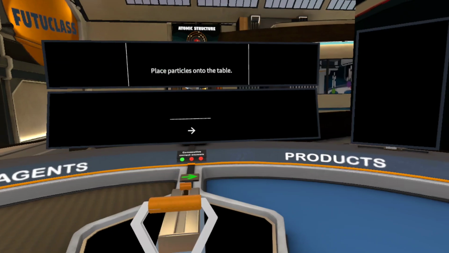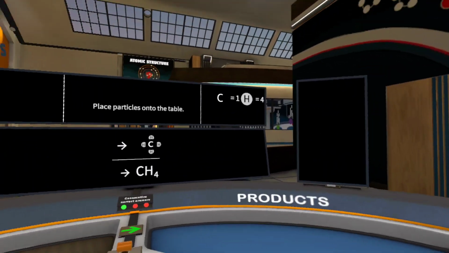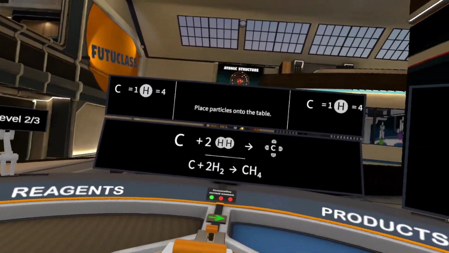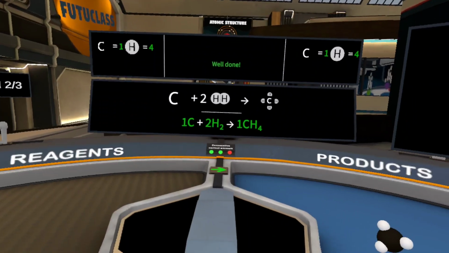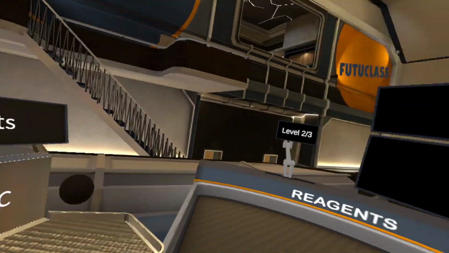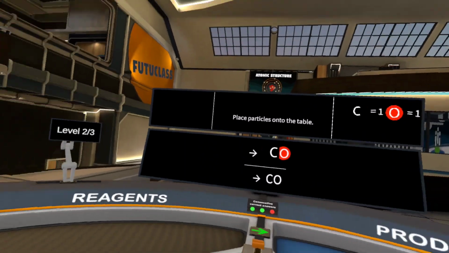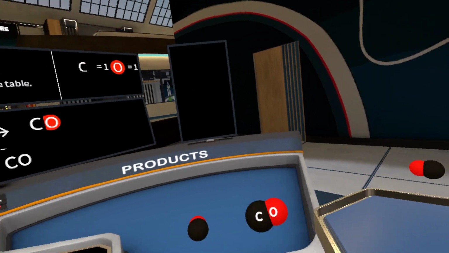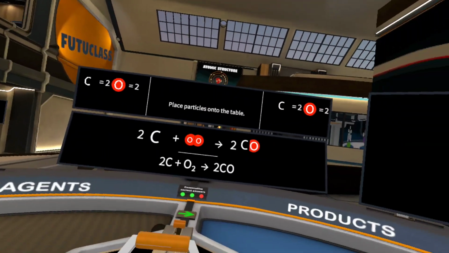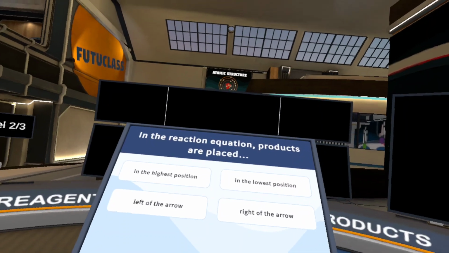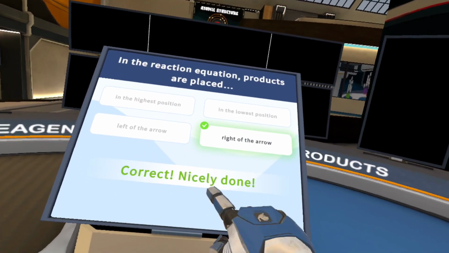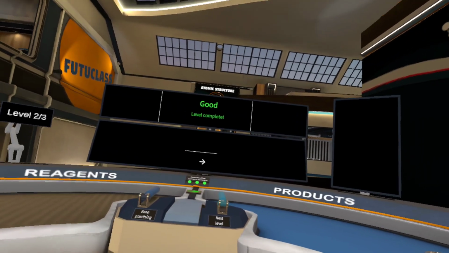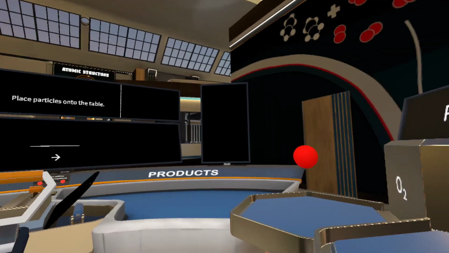Good job! Good job! Good job! Right on! You can move on to the next level or keep practicing. Your task is to balance the chemical equations.